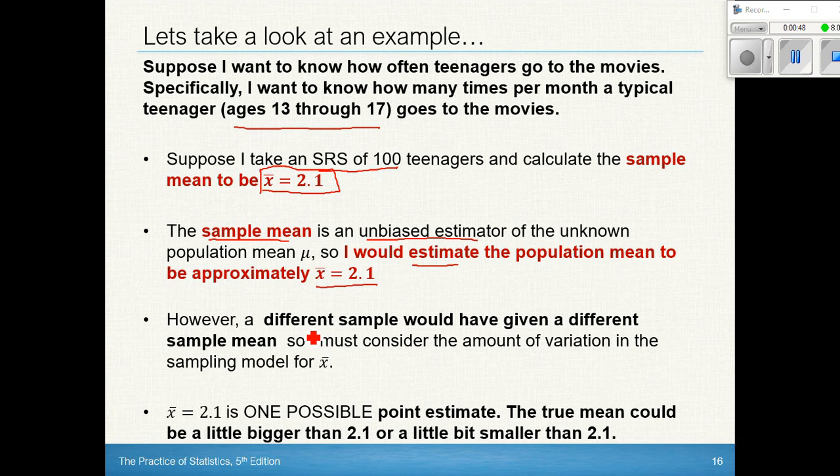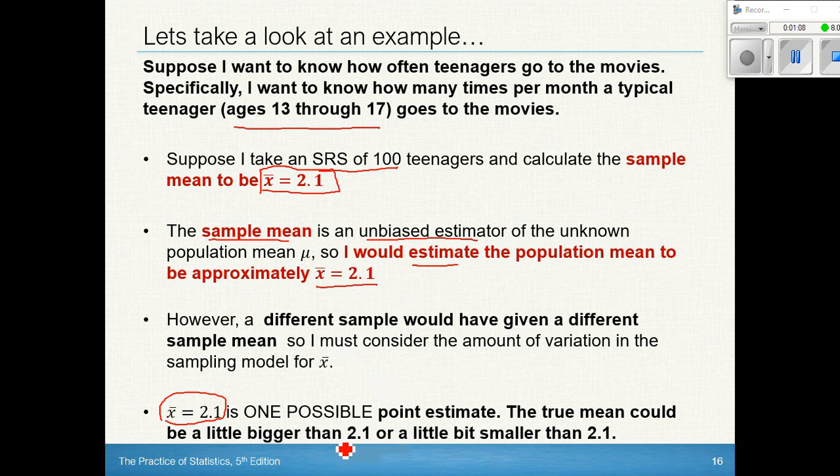However, what's going to happen is if we take a different sample, that's basically going to give us a different sample mean. So we have to think about the variation in my sampling model for X bar, because X bar, or one sample mean, is 2.1. That's just one possible point estimate.